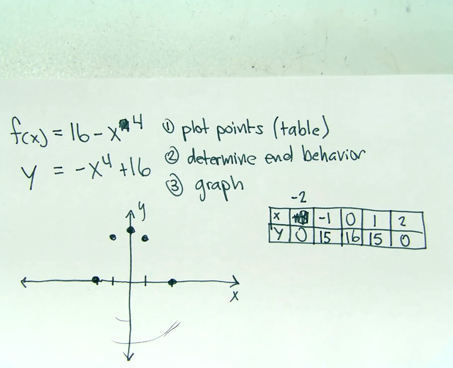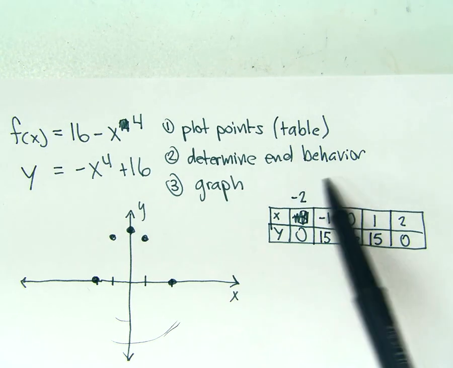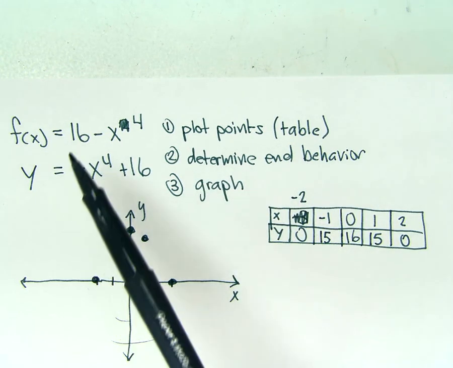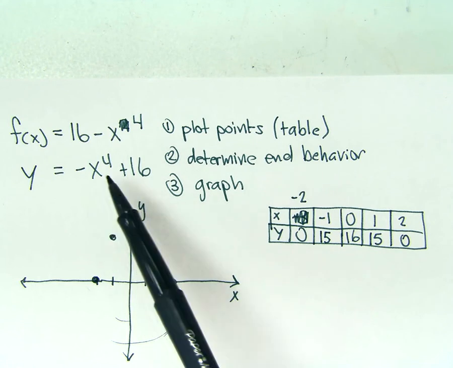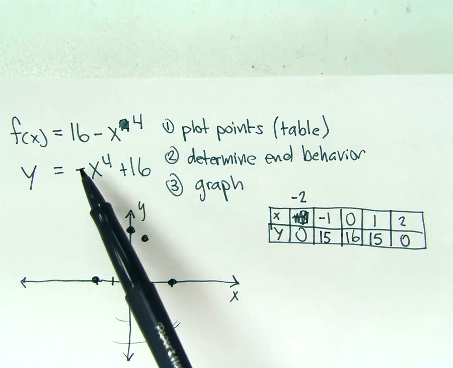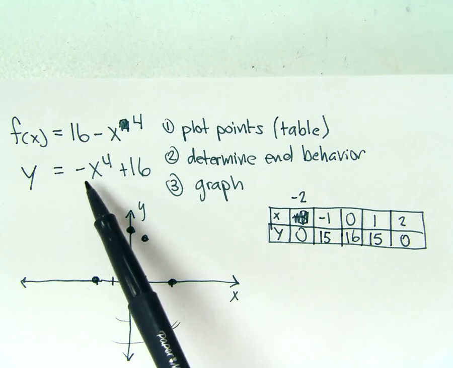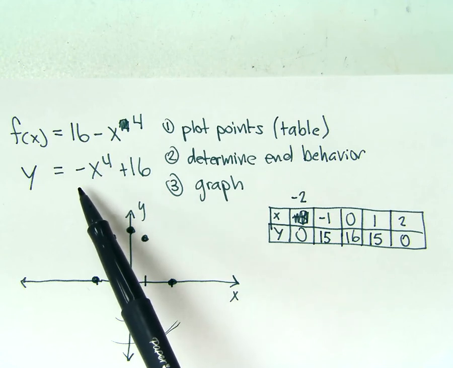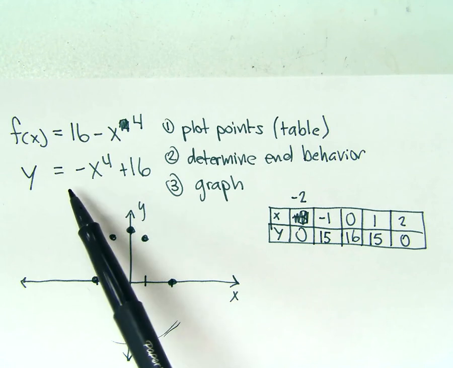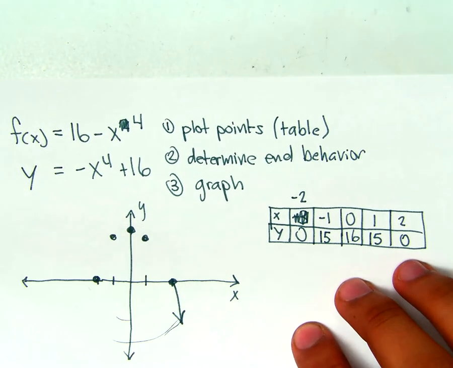So now that we've plotted our points, we now want to determine the end behavior. Okay, and that's something that we've done. And we do that by looking at that first term, that leading term in standard form. Okay? So how will the right side end? What's our leading coefficient? It's going to end down because the leading coefficient is negative. So we can draw this arrow down. Okay?